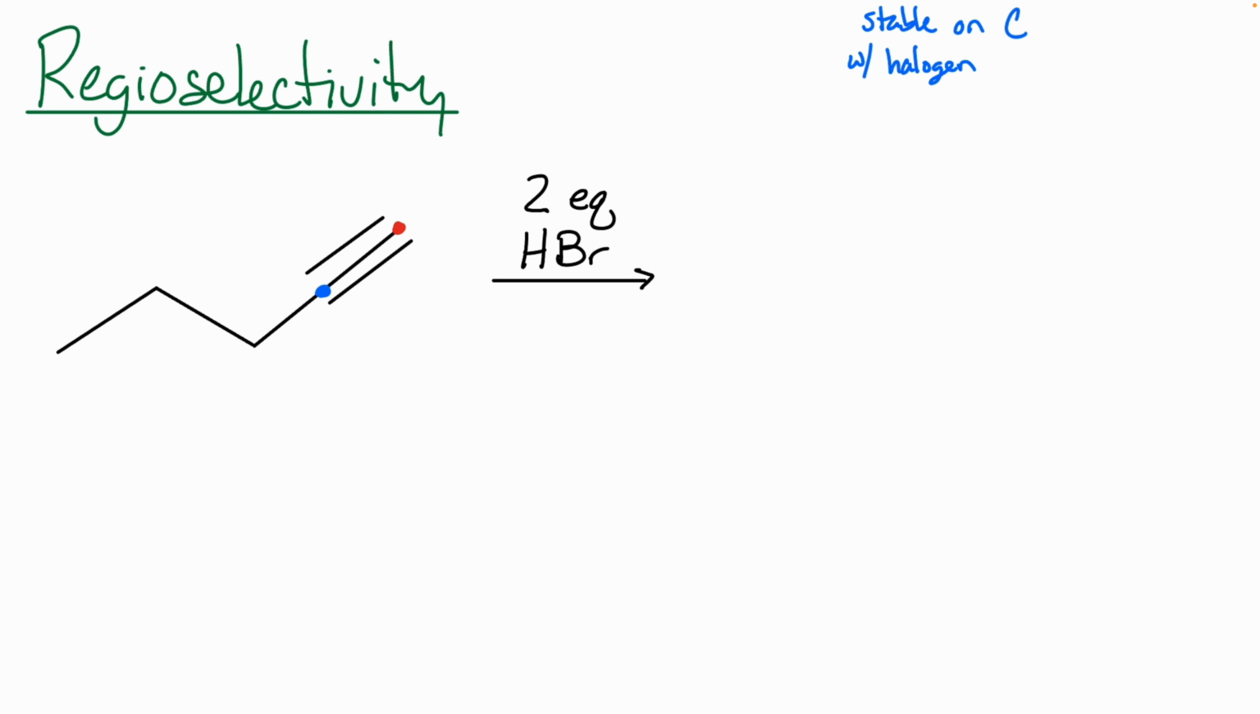But now, it's going to depend on which one I choose. Notice that this red carbon here is a primary carbon, whereas my blue carbon here is a secondary carbon. All right? Well, just like our addition of HBr to our alkenes, this is a Markovnikov reaction. So I know I'm going to add that bromine to the same side, but specifically which side is that going to be? Primary or secondary? Secondary. That more substituted carbon is going to get those 2 bromines.